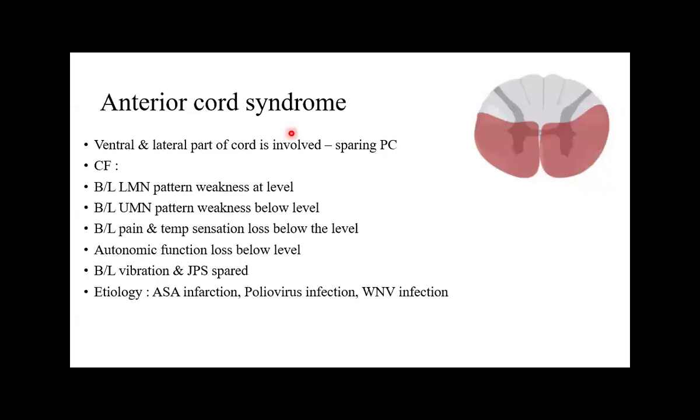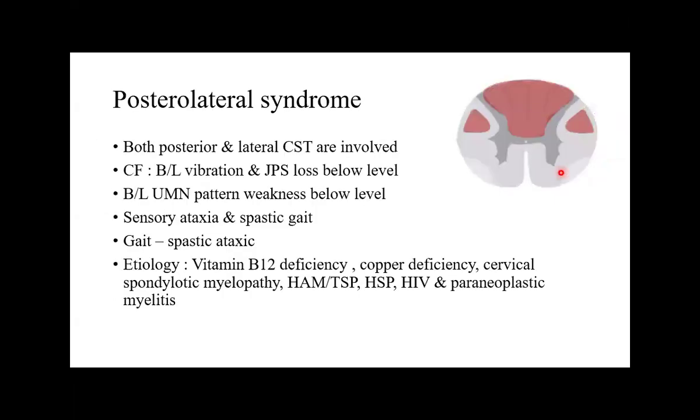Then anterior cord syndrome, where the ventral and lateral part of the cord is involved, sparing the posterior column. They will present with a bilateral LMN pattern of weakness at the level, bilateral UMN pattern of weakness below the level. There will be bilateral pain and temperature sensation loss below the level, and autonomic function loss also below the level as the lateral columns are involved, and bilateral vibration and joint position sense will be preserved. Etiologies: anterior spinal artery infarction, poliovirus infection, West Nile virus infection.